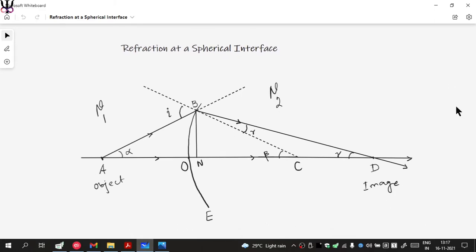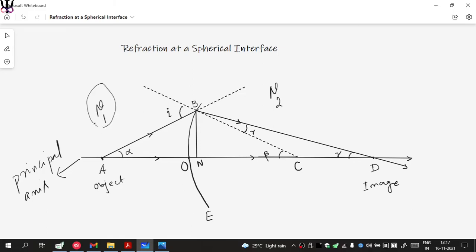Now we need to understand that there has to be a principal axis and an aperture. This is the principal axis. This is the first thing that you need to draw in any optical diagram. Principal axis is usually taken along the x-axis. That's the principal axis, and this is the interface. BOE is the optical interface.